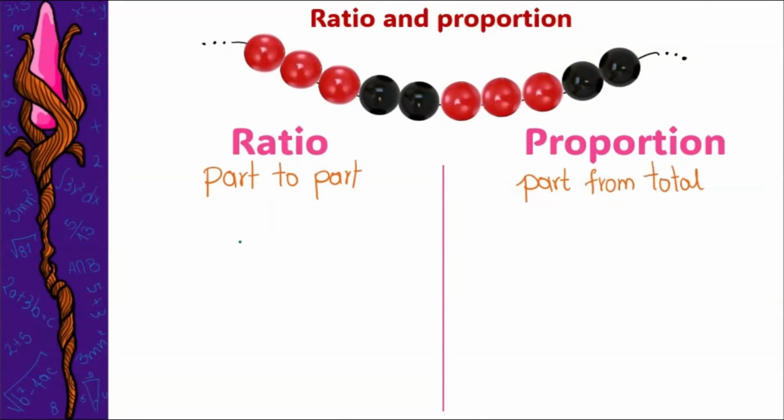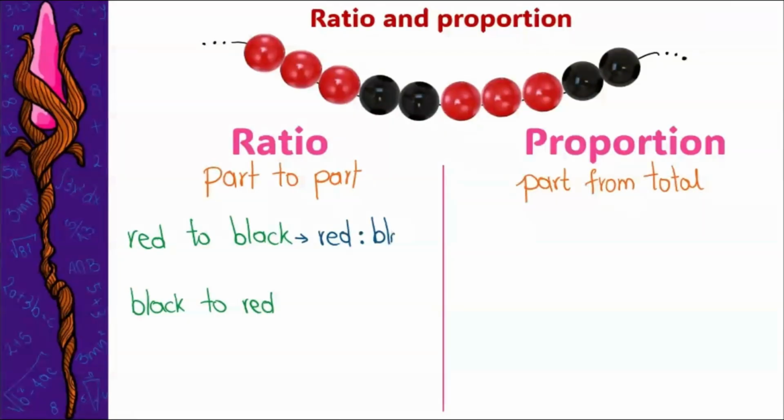So in this case, since we have just red and black beads, we are just going to be able to establish two ratios, red to black and black to red. We can also write it like this, red, two dots, black. And this one, of course, black, two dots, red.